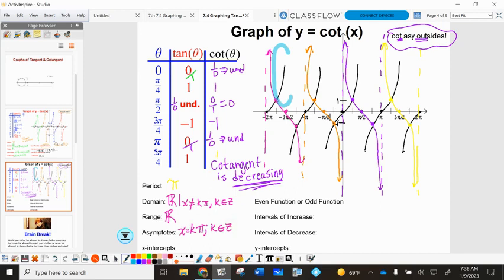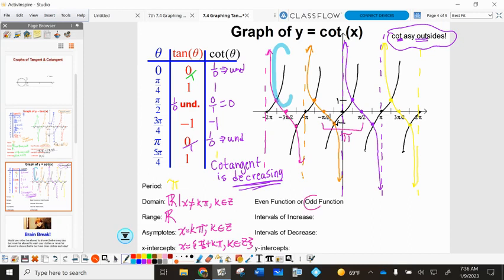X-intercepts, there's an infinite set of them happening at the half pi's. So how do we describe the half pi's? X equals the set of all pi over 2 to get us on the half pi's. And then remember that they are pi units apart. So that'd be plus k pi, where k is an element of the integers. Okay, so that's where our x-intercepts are happening on the half pi's.